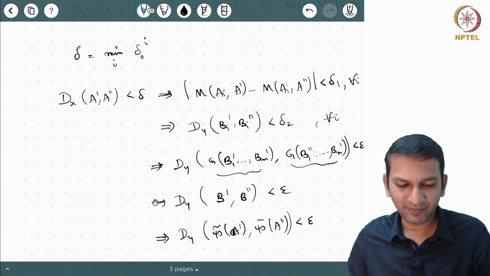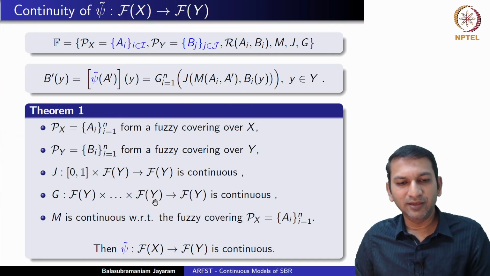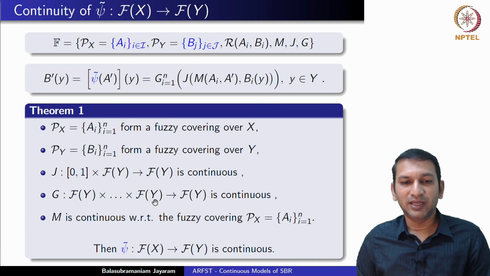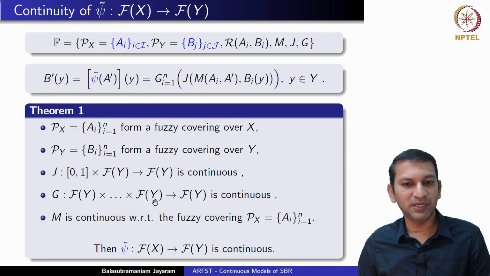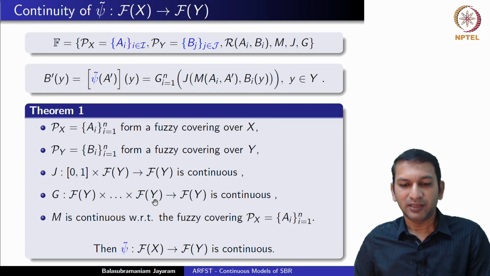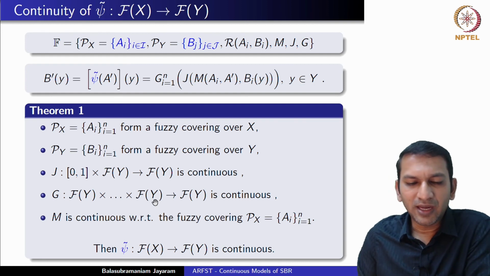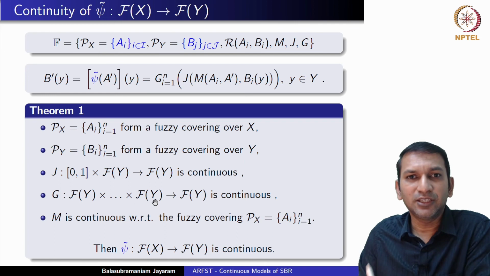Now, interestingly, what we have shown is continuity of the psi tilde, the mapping obtained from SBR as a mapping from f of x to f of y. Now, what we are interested in is: is it also a continuous model for the given rule base?